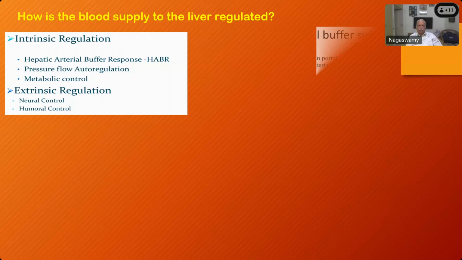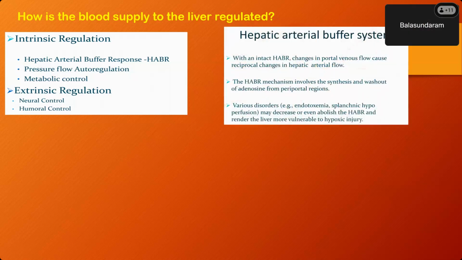Sir, now I will explain that. With an intact hepatic arterial buffer response, changes in portal venous flow cause reciprocal changes in the hepatic arterial flow. The hepatic arterial buffer response mechanism involves the synthesis and washout of adenosine from periportal regions. That is the major chemical which causes the dilatation and increase in the flow of the hepatic artery.